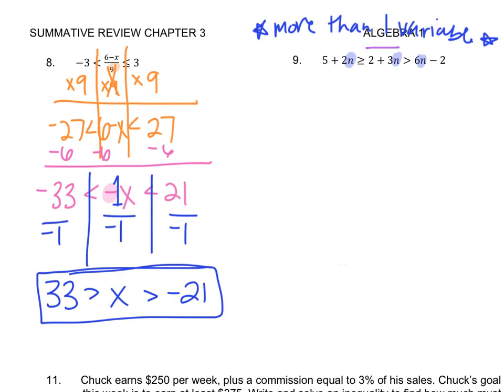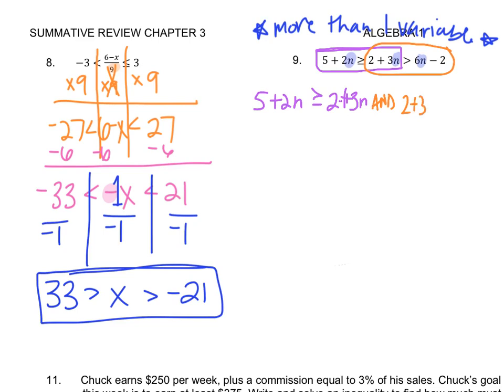I have to take my first piece, 5 plus 2n is greater than or equal to 2 plus 3n. And then have my second piece, which is this part here: 2 plus 3n is greater than 6n minus 2. I have to break it apart into those 2 separate inequalities that I am solving, and then remind myself that in the end, when I have my final answer, it's an and statement. I just have to break it apart to solve because I have multiple variables.